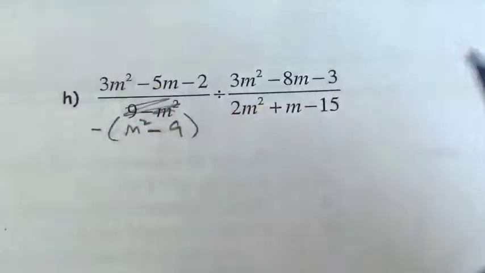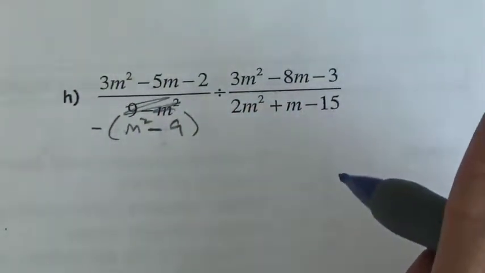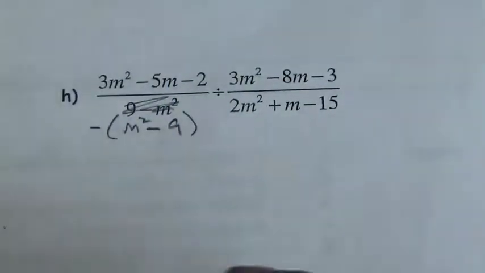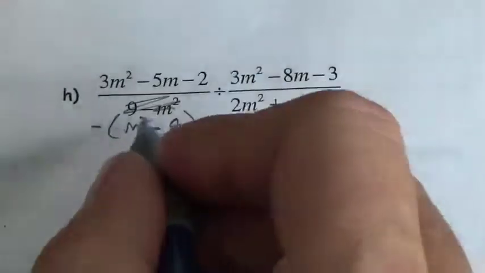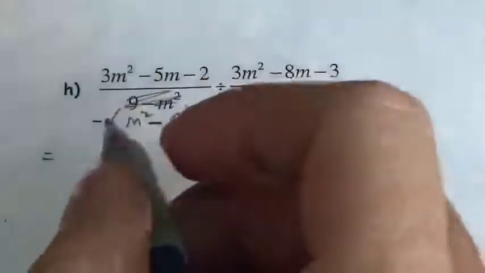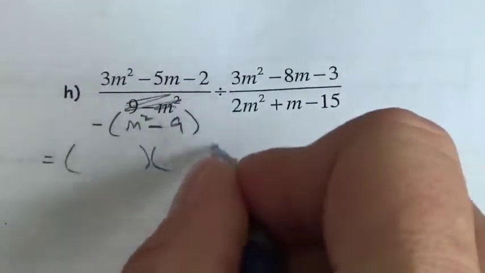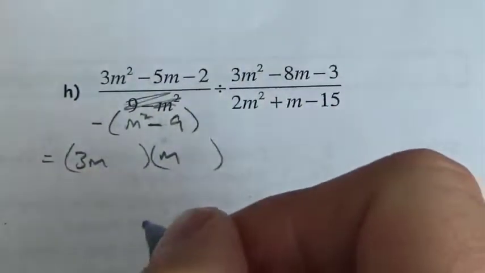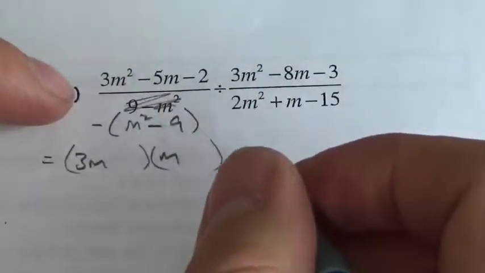But when I do that, it's going to change all the signs in that binomial. So this becomes negative m squared minus 9. I much prefer that to the way it looked before. Now I'll go through the process of factoring everything. So my numerator is going to be 3m and m. That's the only way 3m squared can be broken down.